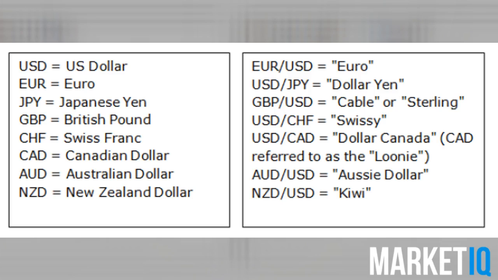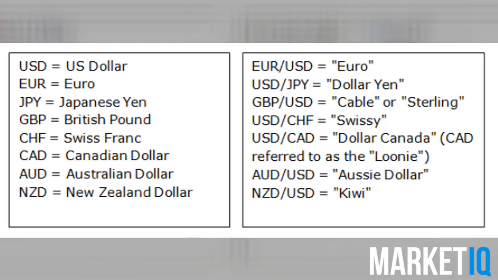Now let's take a look at the nicknames of these pairs. If it quotes EUR/USD, it's called Euro. If it quotes USD JPY or UJ, it's the dollar yen. If it's GBP USD, it's called cable or sterling. Sometimes we'll also call it GU.